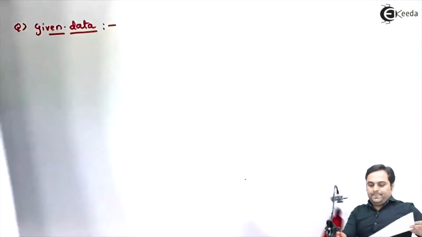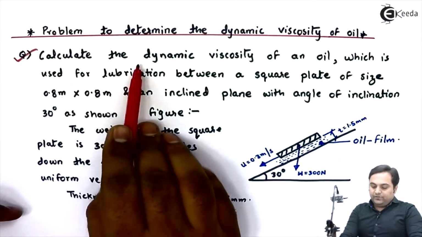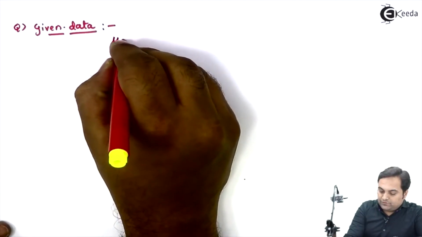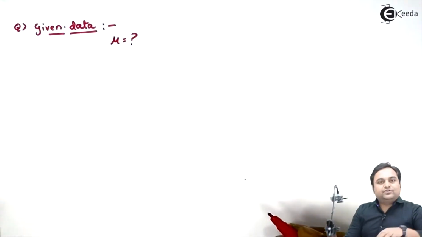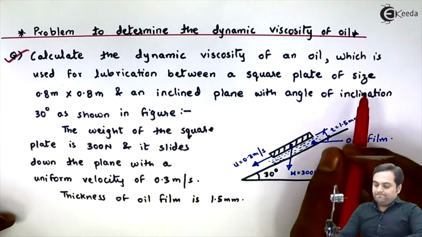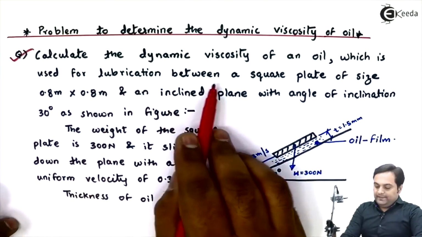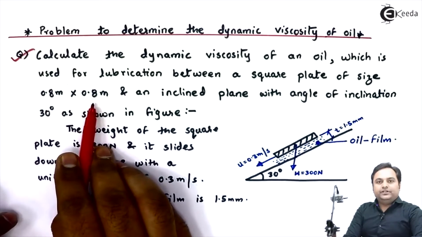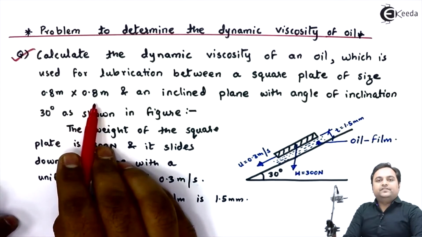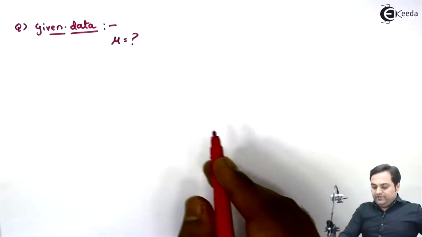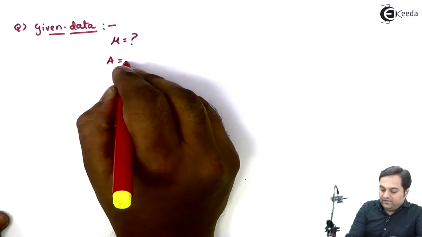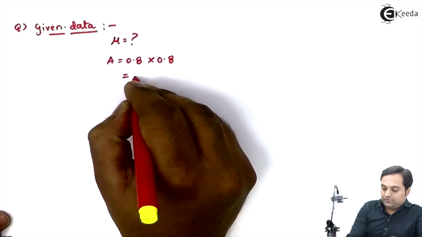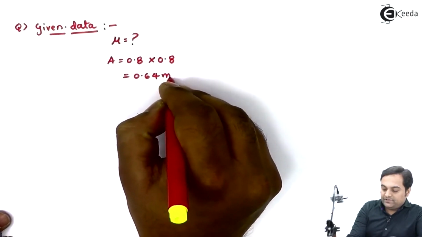In the given data, I'll read the question again. Calculate the dynamic viscosity of an oil. Dynamic viscosity is denoted by mu. So we have to find out the dynamic viscosity of an oil which is used for lubrication between a square plate of size 0.8 meter into 0.8 meter. This is the area of the square plate given. We can say cross section area of the square plate. So capital A is equal to 0.8 into 0.8, that comes out to be 0.64 meter square.